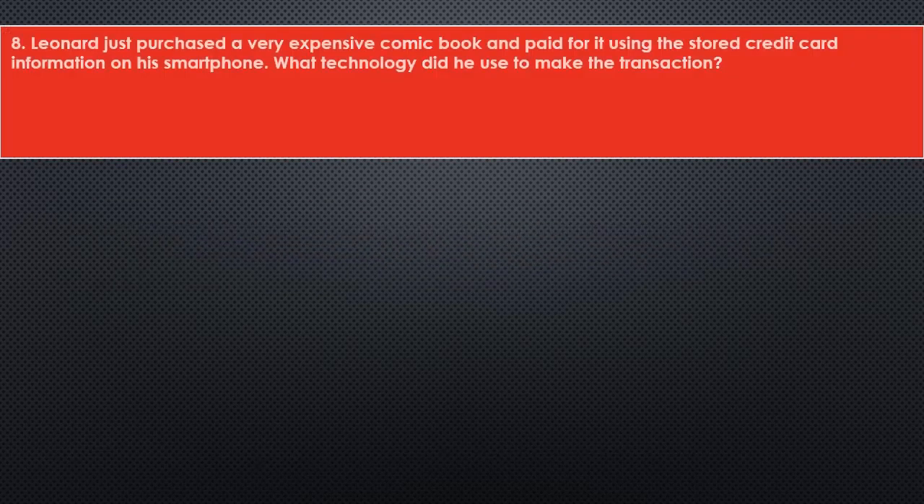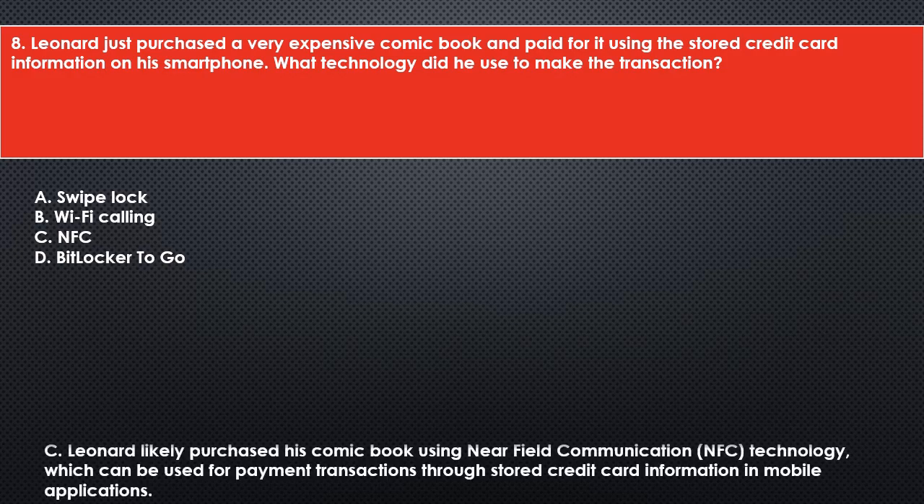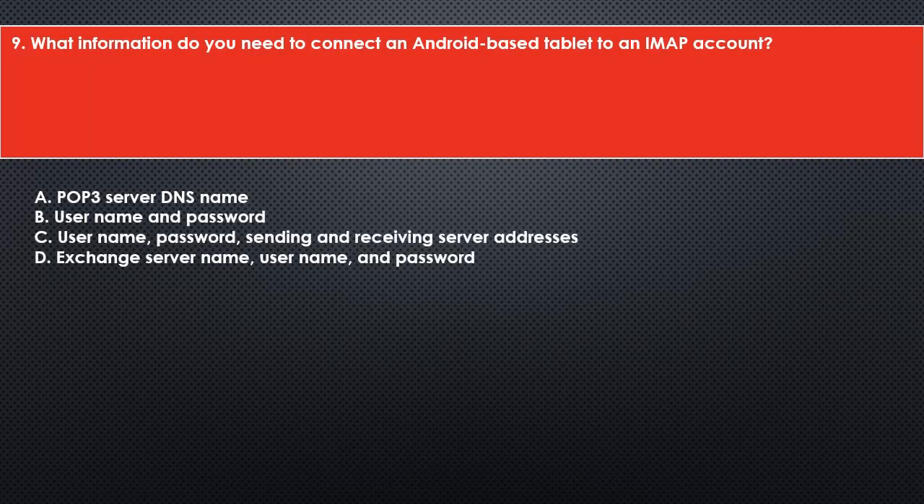8. Leonard just purchased a very expensive comic book and paid for it using the stored credit card information on his smartphone. What technology did he use to make the transaction? A. Swipe lock. B. Wi-Fi calling. C. NFC. D. BitLocker to Go. Answers: C. Leonard likely purchased his comic book using near-field communication, NFC, technology, which can be used for payment transactions through stored credit card information in mobile applications.